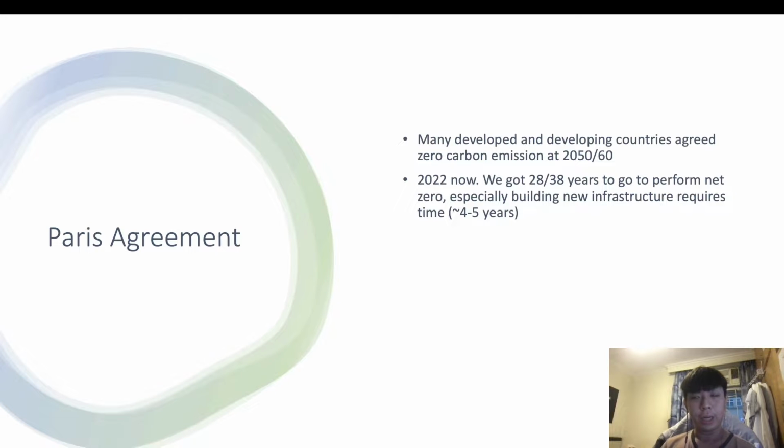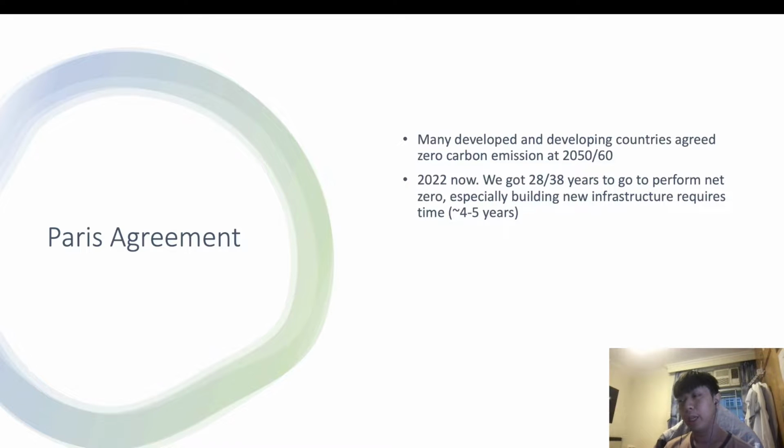So the Paris Agreement has been signed by many developing and developed countries, and one of the major points is to agree to meet zero carbon emission by 2050 or 2060. And right now we're at 2022. We still have 28 or 38 years to go to reach net zero carbon.